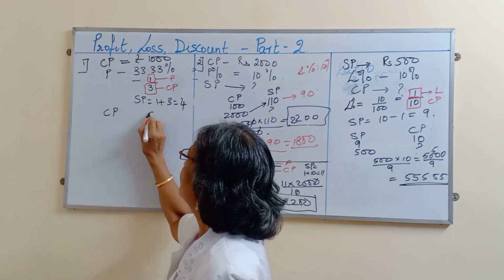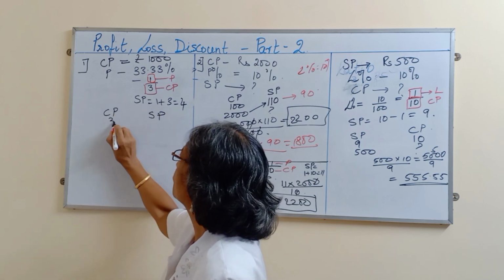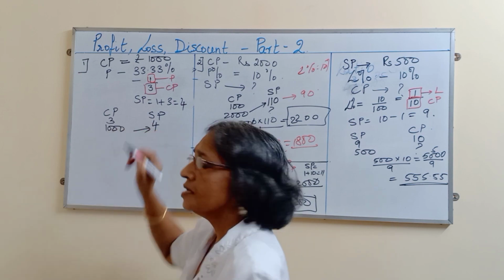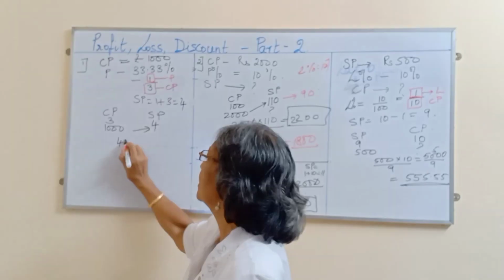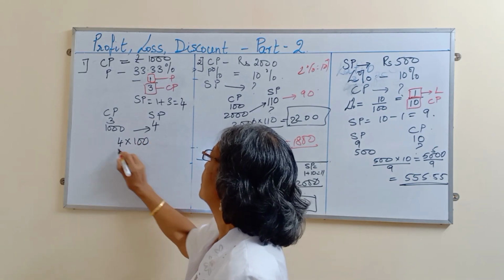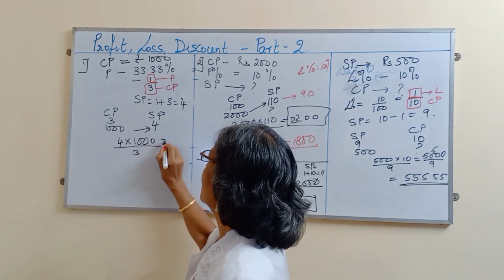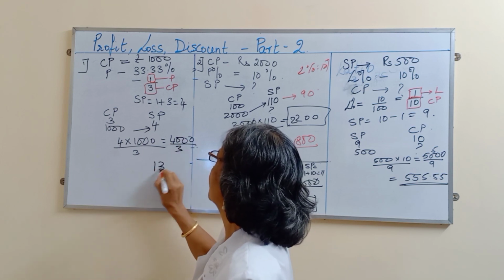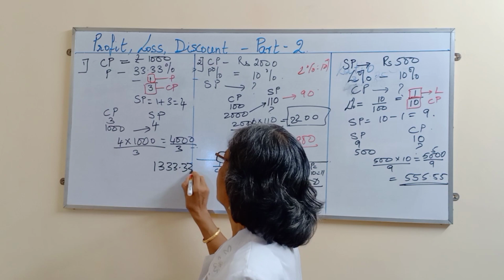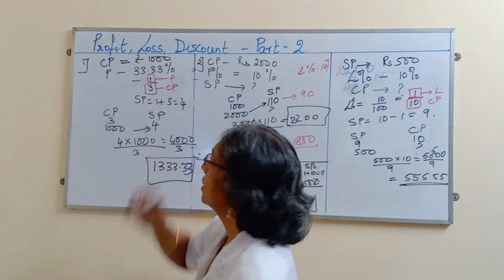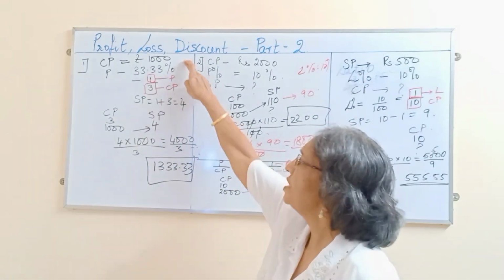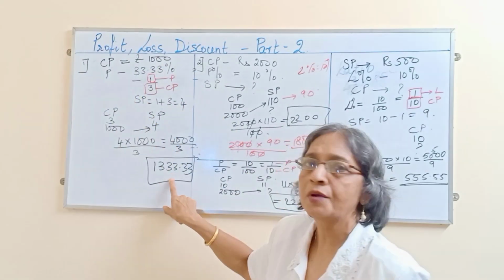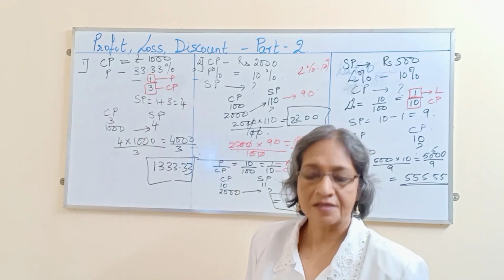Again, CP, SP. I have CP as 3, SP is 4, CP is 1000. So how much is the SP? Which all of you can calculate very easily. That is 4000 upon 3. So 3 ones are 3, 3, 3, 3 and a recurring. This will be my SP. Have a look at the CP and SP. CP is 1000. Since we have a profit, the SP should be greater than the CP.